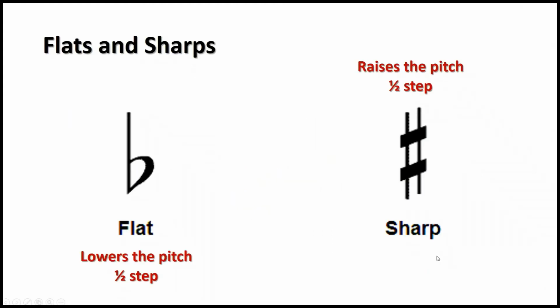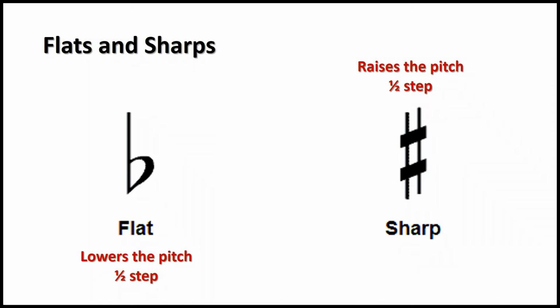First up are our sharps and our flats. You have seen these before when we talked about our key signatures, but a flat looks like a lowercase b that's pointed at the bottom, and it simply means that we're going to lower the pitch of that note by a half step. So if you are looking at a piano, it's like going from a white key down to the left to the first available black key.